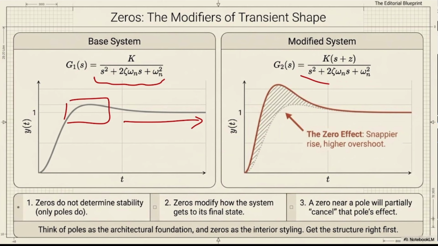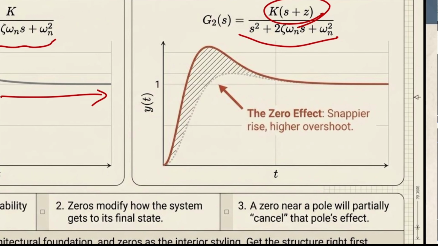But at another point, I have another system. It's going to have the same poles, but at this point I have some kind of zero, and this zero is going to have a little bit of effect. It means that by having the zero itself, there is going to be a snappy rise, and I have the higher overshoot.